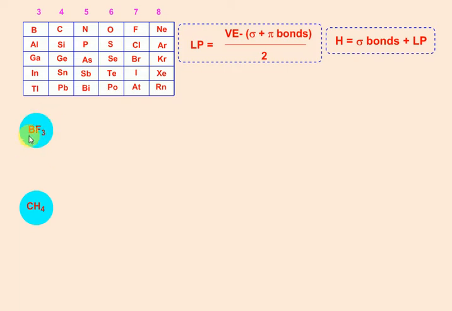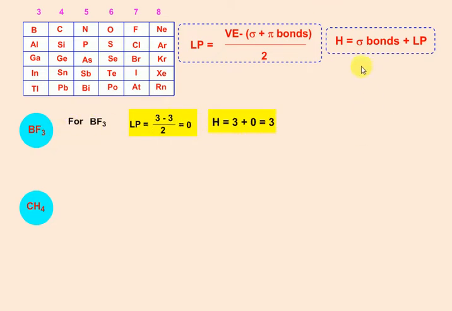Friends, let us solve the problem for BF3 molecule. In BF3 molecule, boron is surrounded by 3 fluorine atoms. It means that it has 3 sigma bonds. Boron is the central atom. Boron family, we know, has 3 valence electrons. Let us find out the lone pair. We have the formula for the lone pair. So 3 valence electrons minus 3 bonds, 3 minus 3 divided by 2 is equal to 0. So number of lone pairs on boron atom is 0.